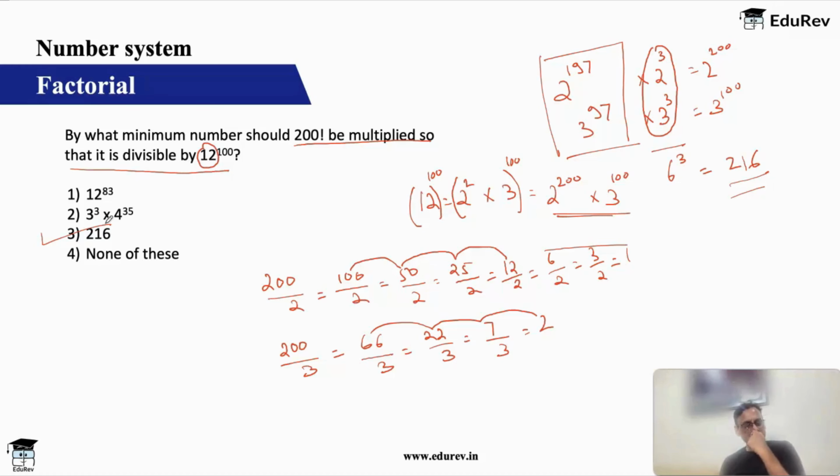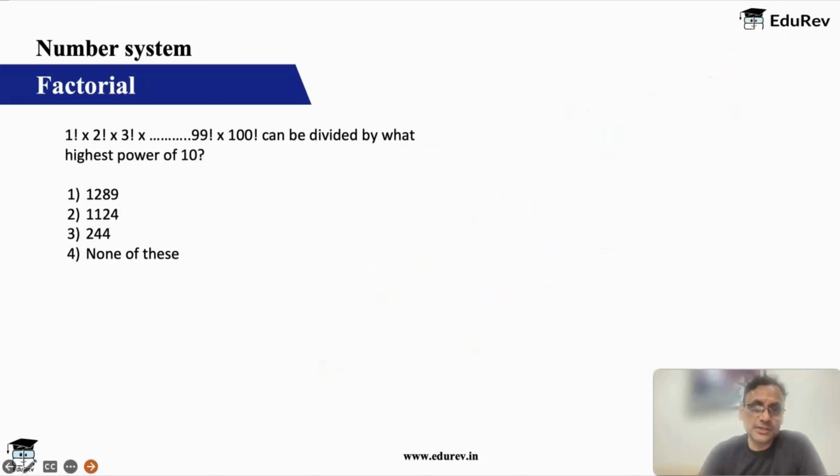Okay, very nice question. And you have to do these small parts correctly to get the answer right. Okay, so that is how this will be solved. So you can see how many different types of questions can be formed on the basic concept of factorials. Okay, let's do one more. You have 1 factorial into 2 factorial into 3 factorial up to 99 factorial into 100 factorial. It can be divided by what highest power of 10, or basically, what is the number of zeros at the end?